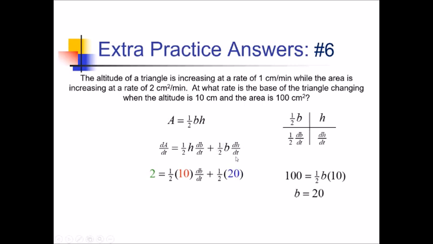And dH over dt, that's the rate of change of the altitude. They told us up here the altitude was increasing at a rate of 1 centimeter per minute. So dH over dt is going to be 1. So there's that. And now let's just clean this up a little bit and solve for dB over dt. So we have 2 equals, let's see, this is going to be 5 dB over dt plus 10. And if I subtract 10, that's negative 8. Negative 8 divided by 5 is going to be negative 1.6. And for the units, base is measured in centimeters, time is measured in minutes, so negative 1.6 centimeters per minute.